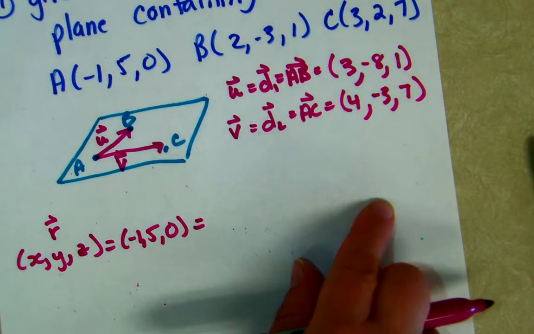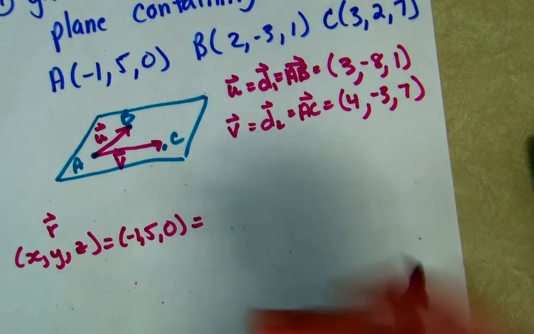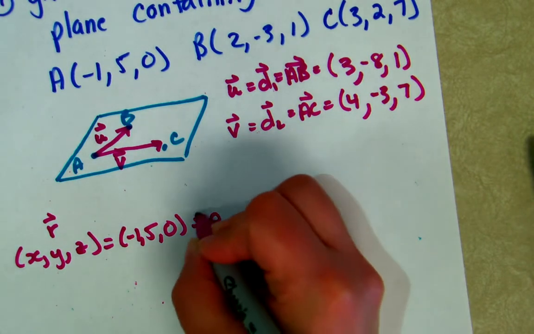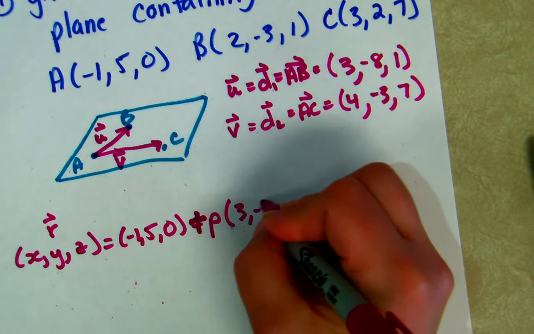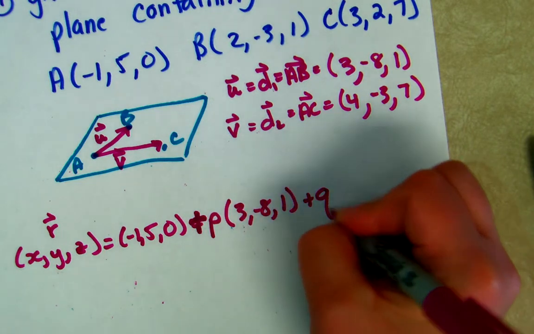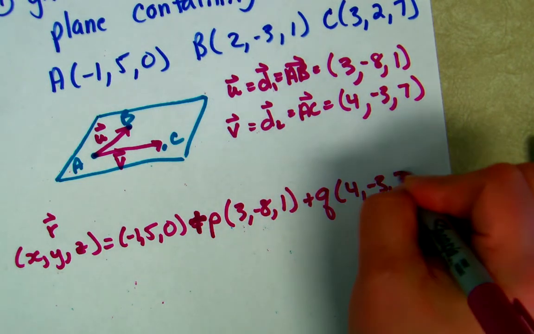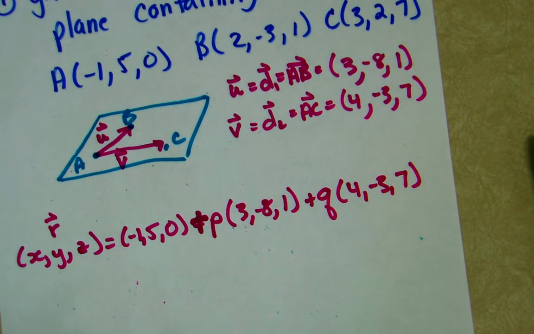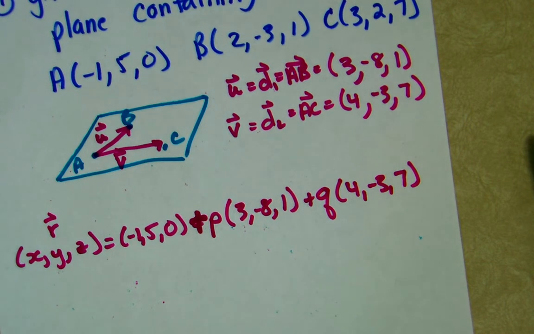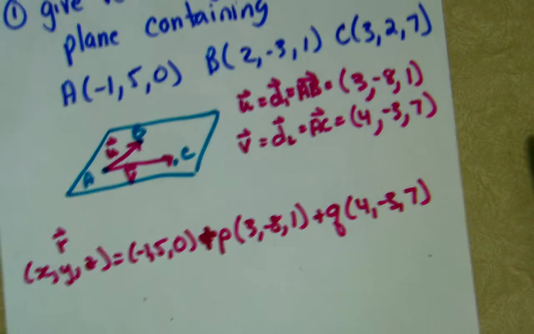Plus, now we need 2 parameters. Sometimes it's T and S. I'm going to use P and Q. That's a plus. P times one of my direction vectors plus Q times my second direction vector. So the difference between a line and a plane is that a line has 1 direction, a plane has 2 directions. And that would be my vector equation.